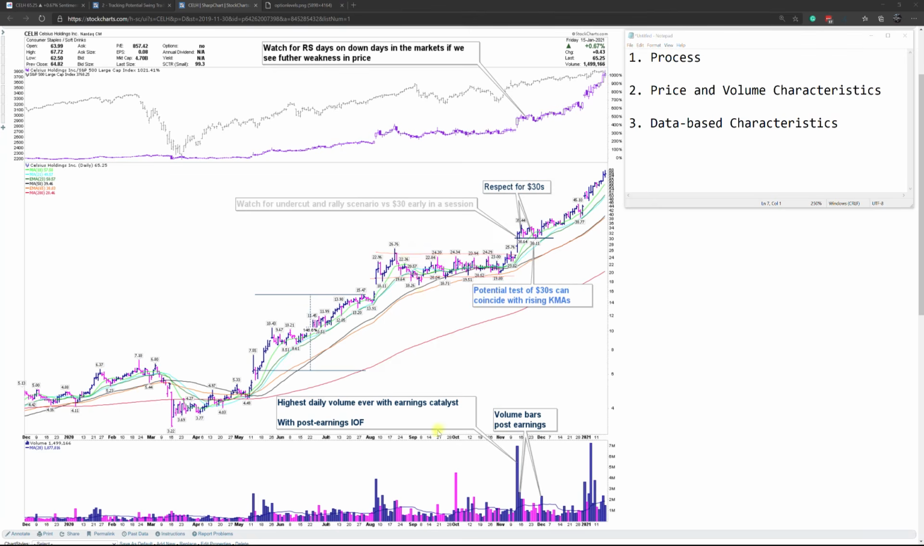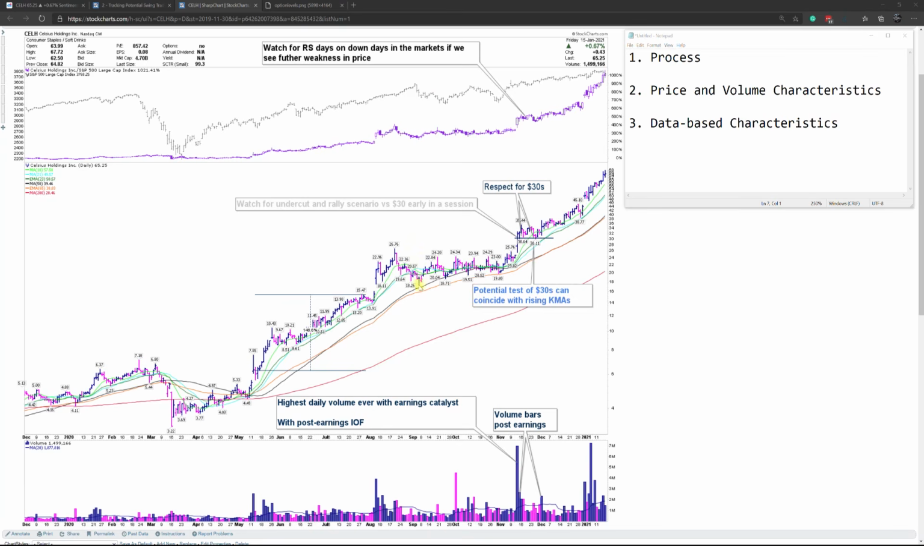Within this base, you want to see a few things here. When the S&P was moving lower, as we see here, there were a few RS days where CELH is basically basing when the market is pulling back and correcting.